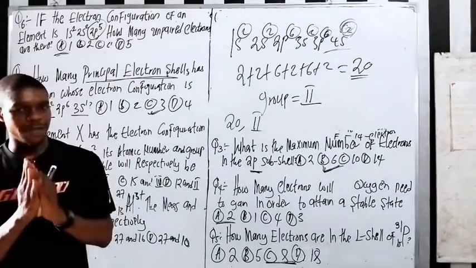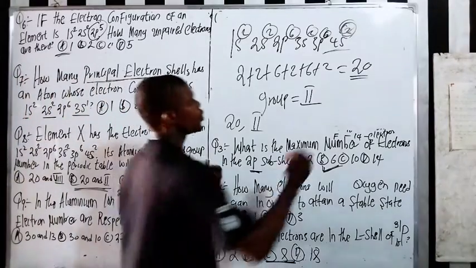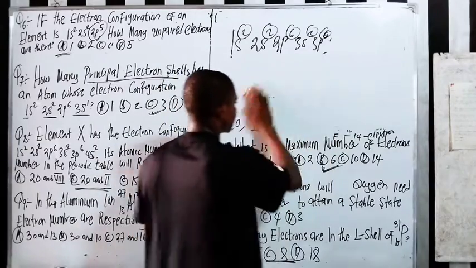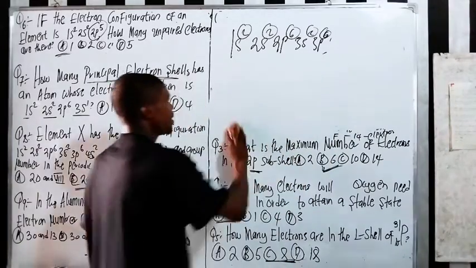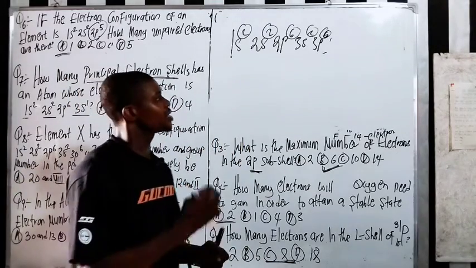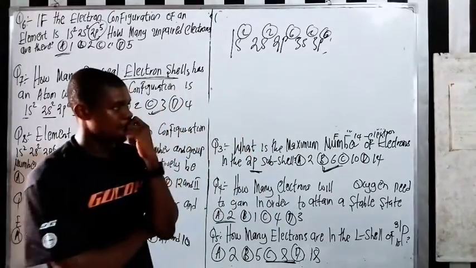Now, let me explain something to you again. Imagine we don't have 4s2 here. Listen to me carefully. Imagine we don't have 4s2. We only have 1s2, 2s2, 2p6, 3s2, 3p6.